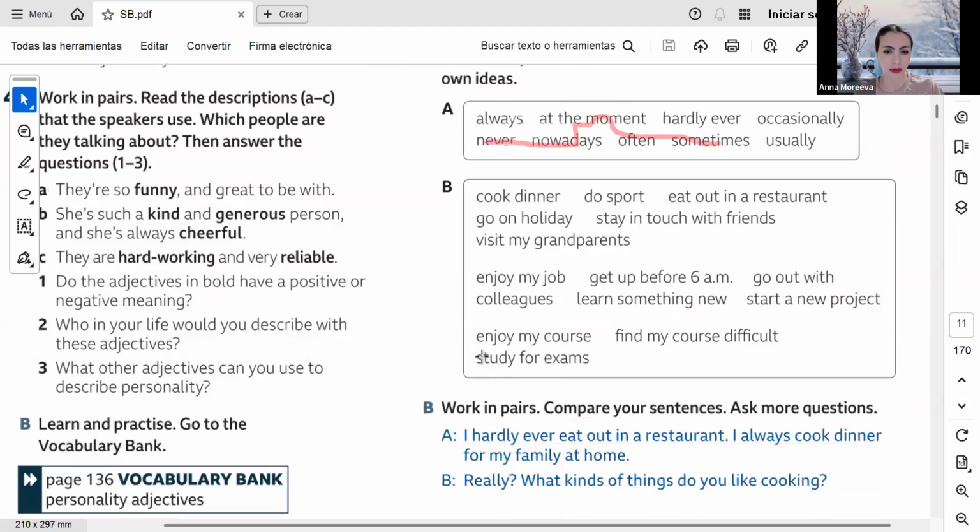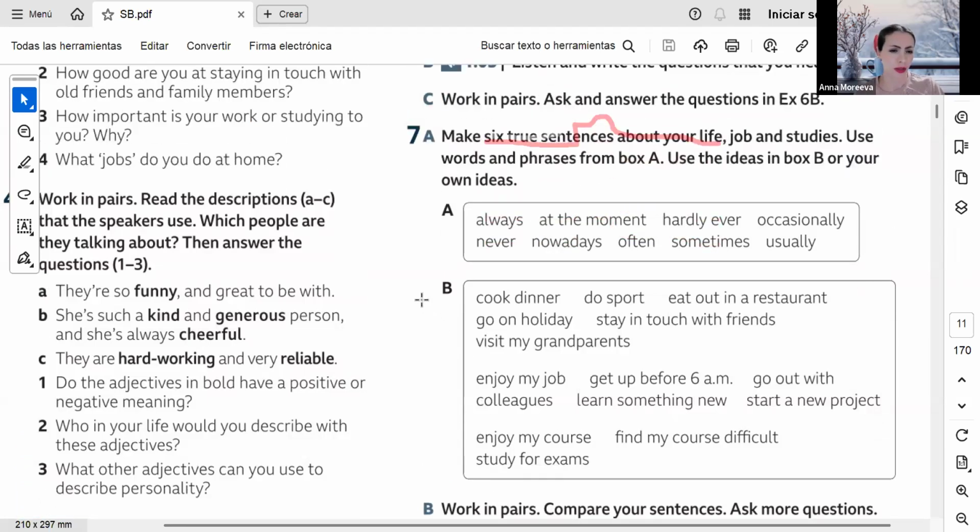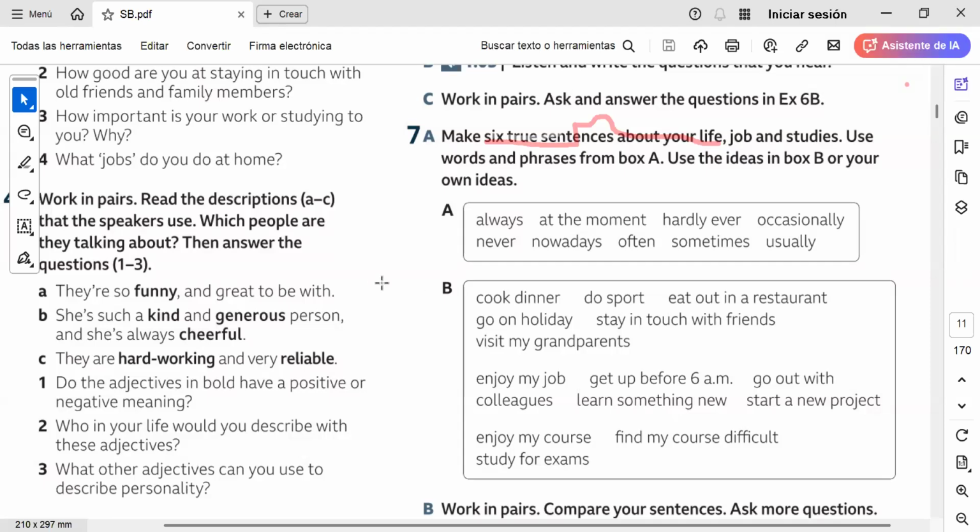Okay. So now you please, Lily. At the moment, I occasionally cook dinner. I usually visit my grandfather on weekends. Nowadays, I enjoy my job. I often get up before 6 a.m. I hardly ever go out with my colleagues. I always stay in touch with my friends.